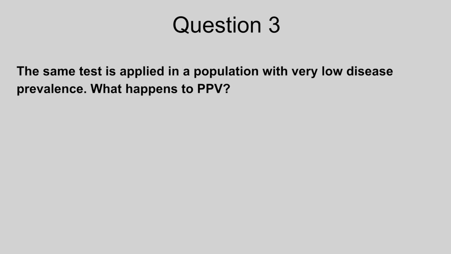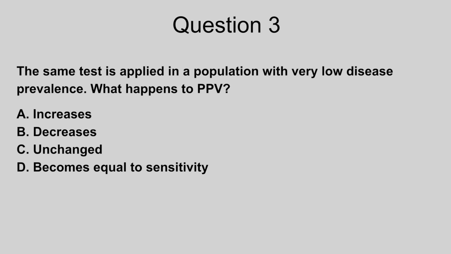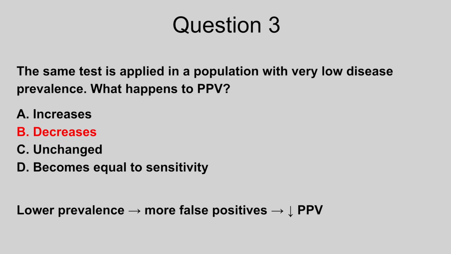Question 3, we're going to have the same test is applied in a population with a very low disease prevalence. So what happens to the positive predictive value? Does it increase, decrease, unchanged, or become equal to the sensitivity? So remember, it decreases because lower prevalence, we have more false positives and a lower positive predictive value. And in this case, negative predictive value would actually increase.